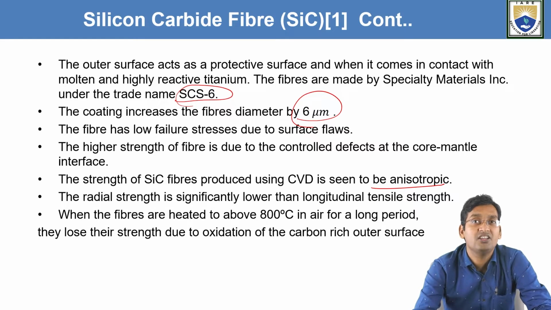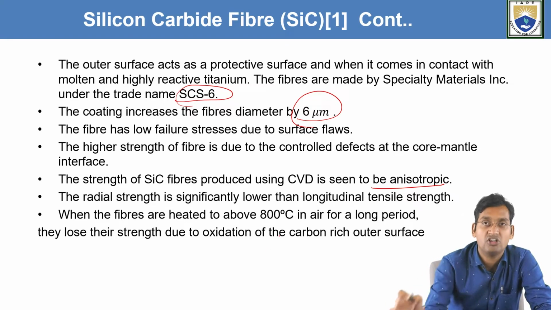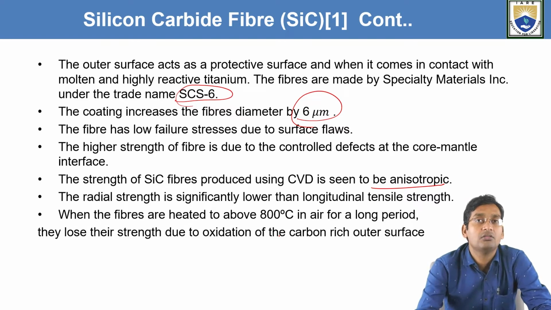When the fibers are heated to above 800 degrees Celsius in air for a long period, they lose their strength due to oxidation of the carbon-rich outer surface. So since at the outer surface carbon is more, it gets oxidized. Hence, their strength decreases.